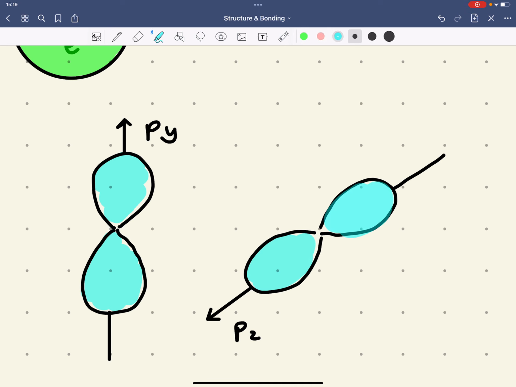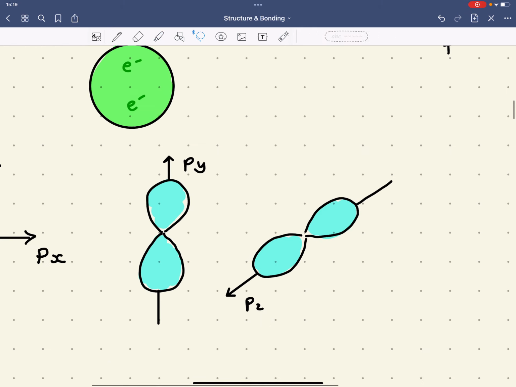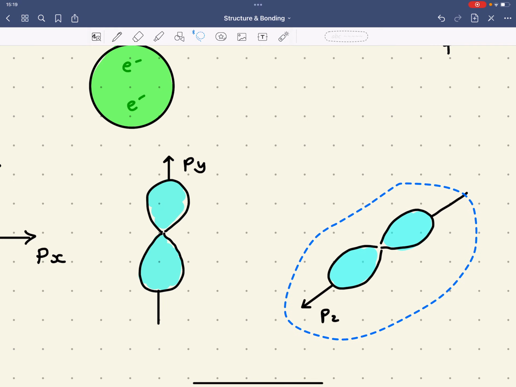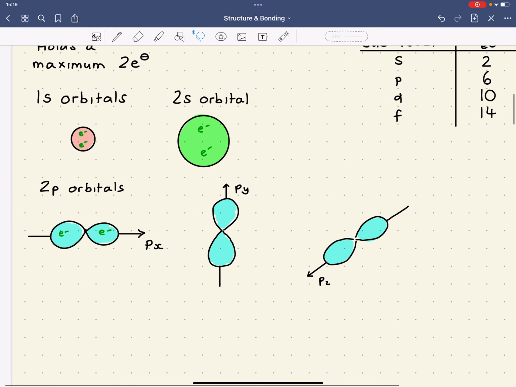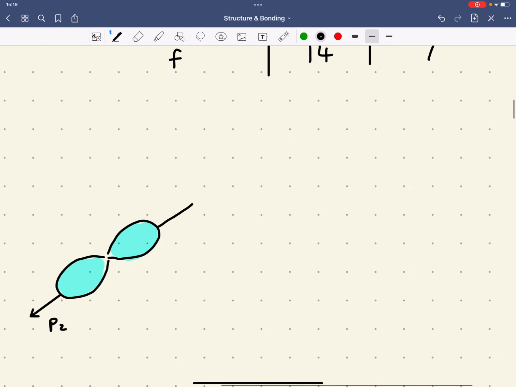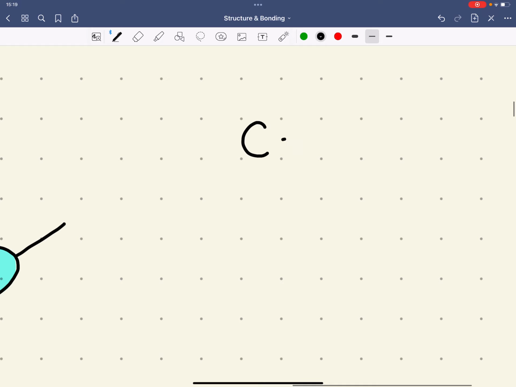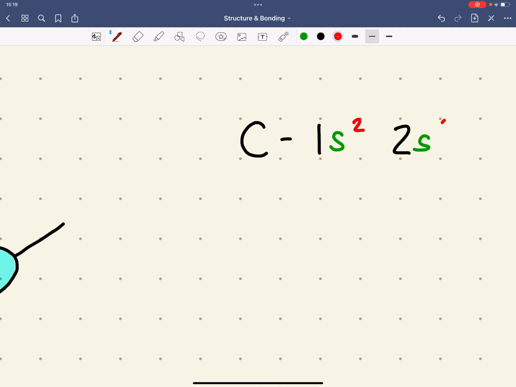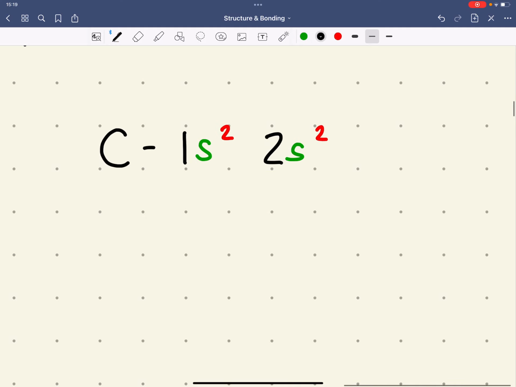So all these p orbitals are at right angles to each other. Okay, so we've got our one s orbital, 2s orbital, and then my 2p orbitals. So for example, in a carbon atom, we would potentially have these orbitals. So carbon, for example, which you should know is 1s2, 2s2, and then 2p2.